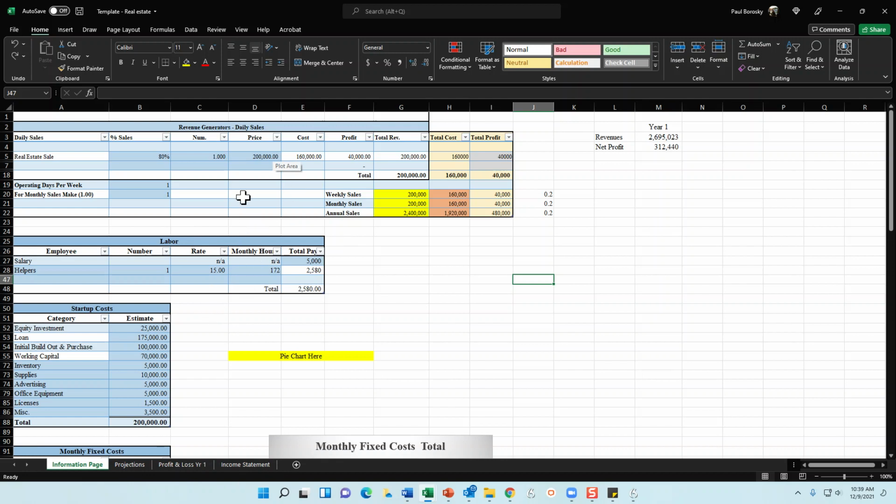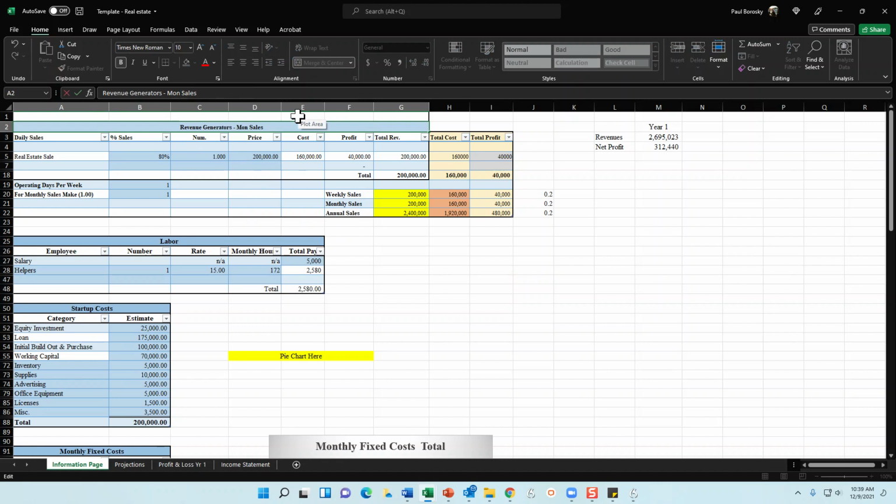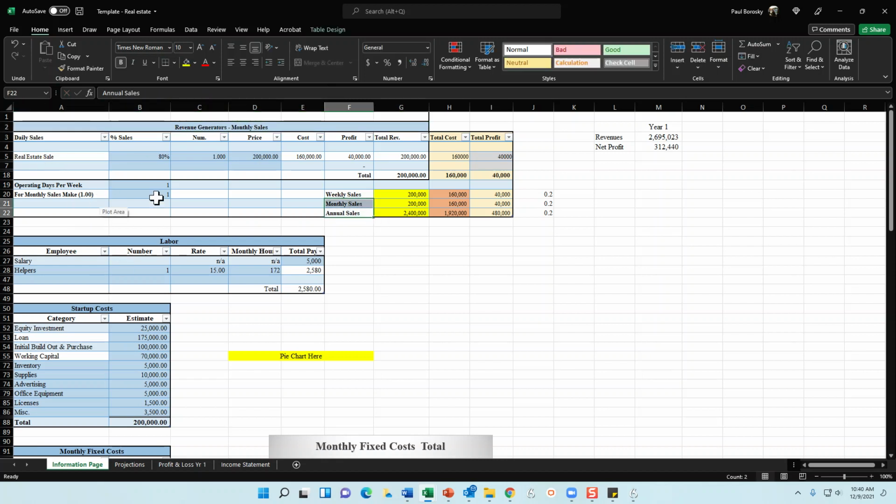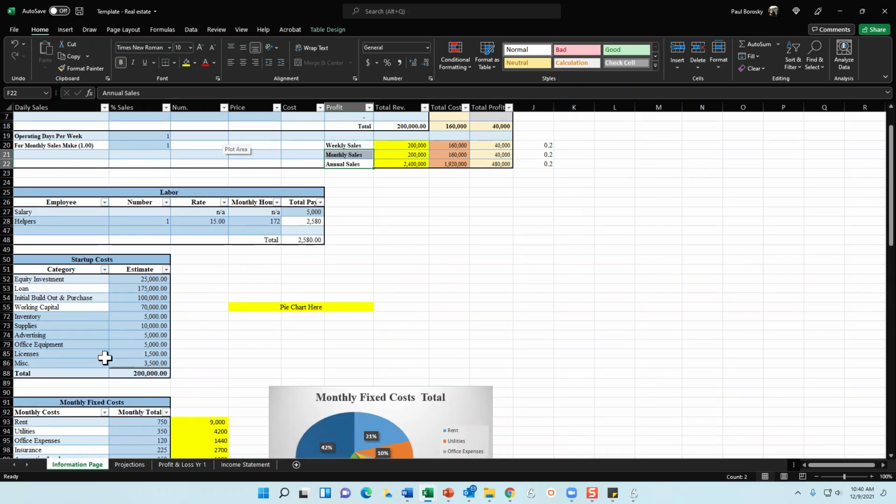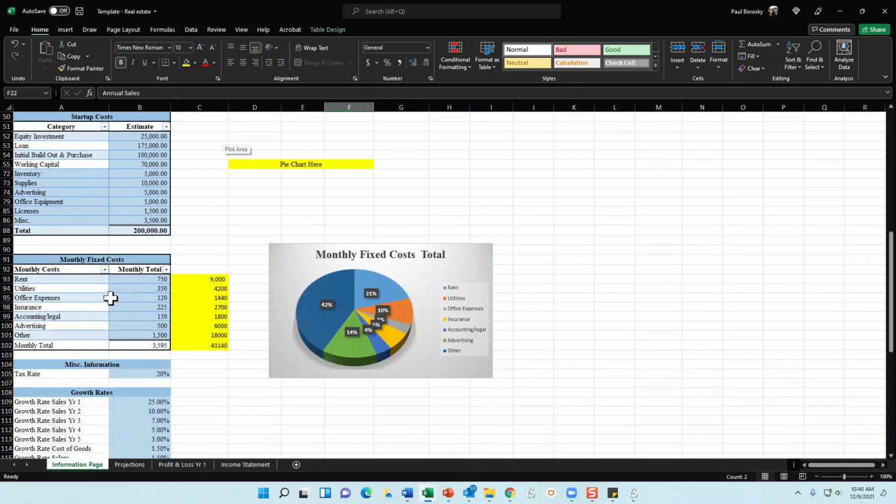So on this tab, I do break this into a few sections as well. Here, I've got this labeled as daily revenues. This is going to be more monthly revenues. We're not going to be selling a house a day. So this is going to be our monthly sales category. And then this is going to be our labor category. That's not going to include subcontractors though. Our startup cost will be right here. Our monthly fixed cost will be put right here.